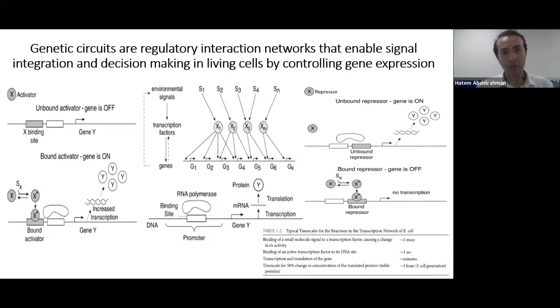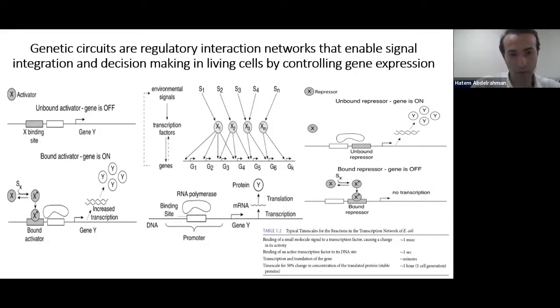A brief introduction about genetic circuits. Genetic circuits are basically regulatory interactions that enable cells to make decisions and to integrate signals from their environment. They control gene expression: the levels of gene expression, the timing, and the conditions of gene expression. As I mentioned, cells process information from the environment. They integrate this information through genetic circuits.